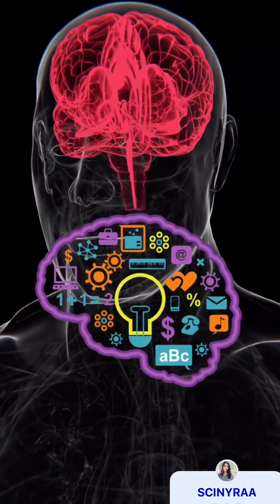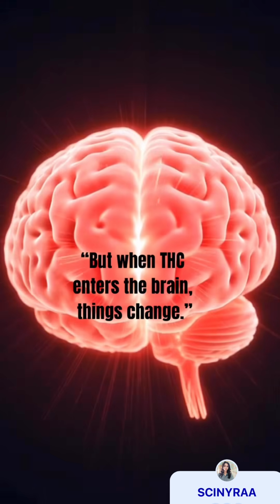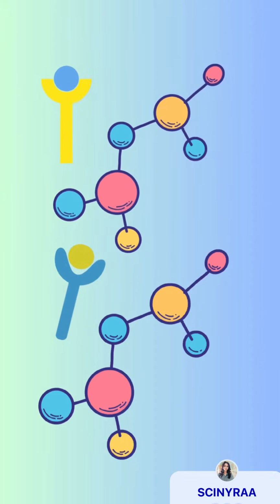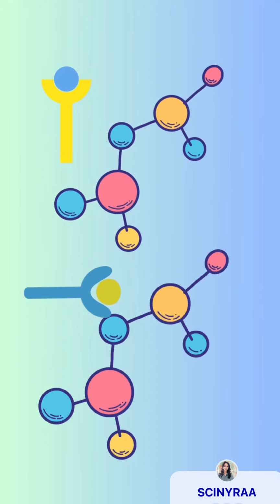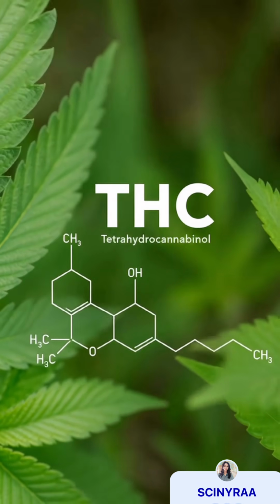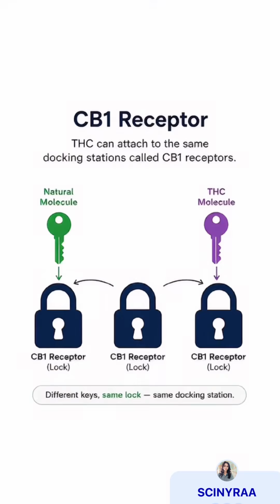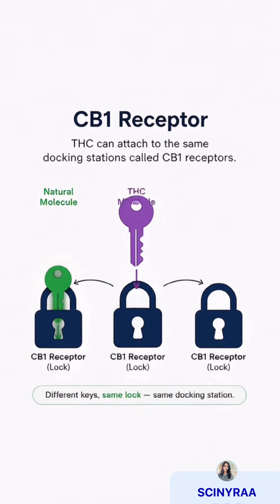But when THC enters the brain, things change. THC acts as a biological imposter. In simple words, a biological imposter is a molecule that looks enough like the brain's natural molecules to fool the brain's receptors into treating it as its own. Because THC has a similar shape to natural endocannabinoids, it can attach to the same docking stations called CB1 receptors, that is cannabinoid receptor type 1.